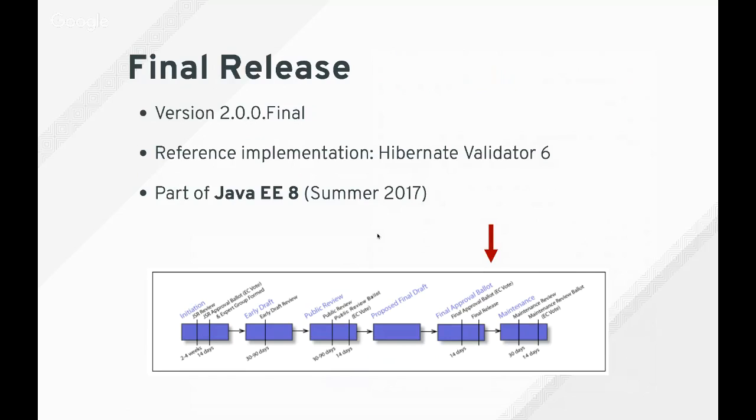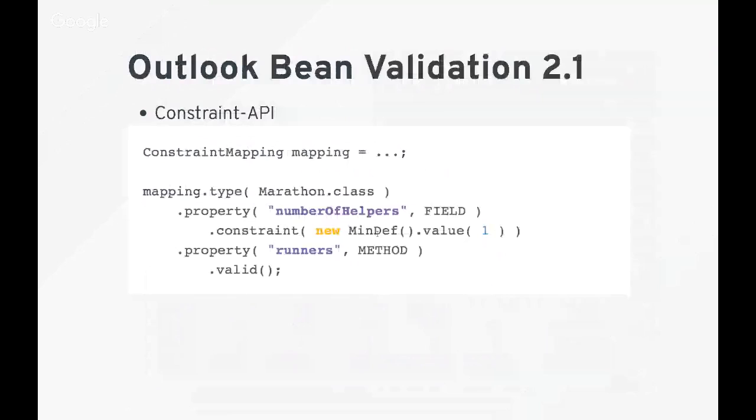And everything will be part of Java EE8, which is planned to be released in the summer. So the final approval ballot has begun this week, and there's also one, or I think two more specs where the final approval ballot is still running, the security and the servlet spec, I think. And so I would expect it's not much longer until Java EE8 is finalized and we can see the Glassfish reference implementation also being finalized.